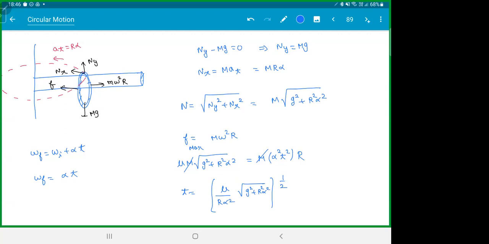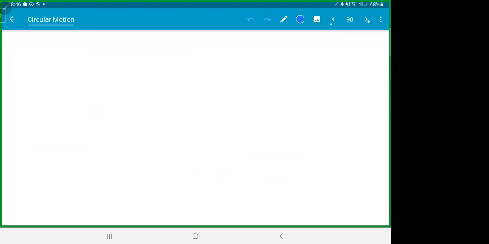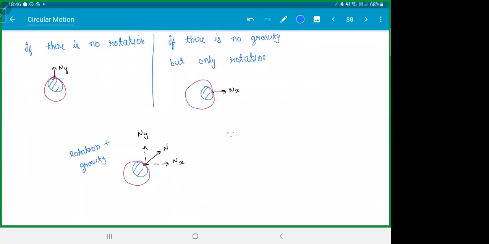So the most common mistake is people either take only Nx or only Ny. You need to remember you have both of them. And since there's only one point of contact, you get only one normal reaction, and that one normal reaction's two components are doing all the work. So the net normal reaction will be root over Nx square plus Ny square.